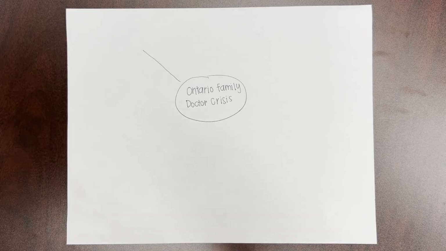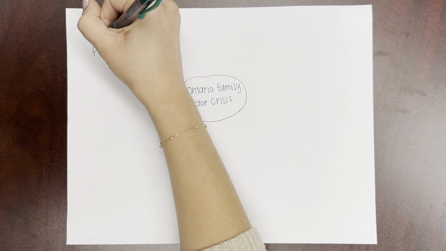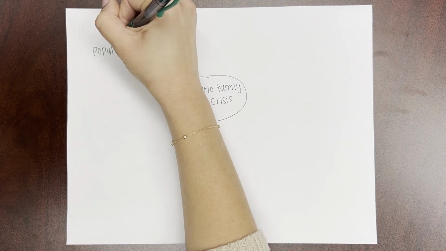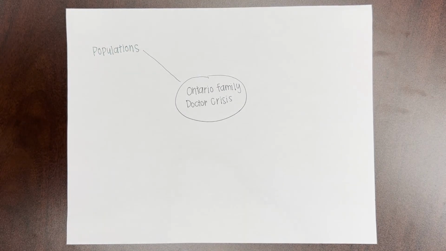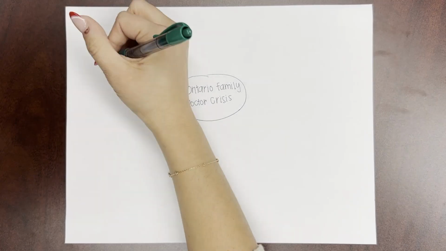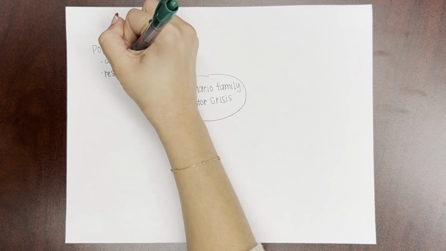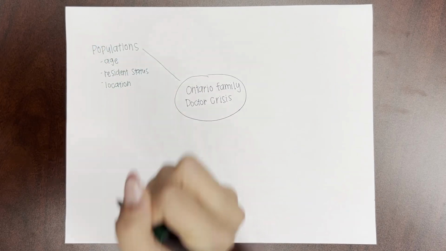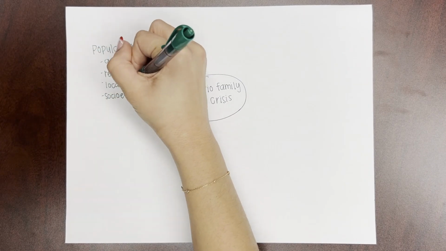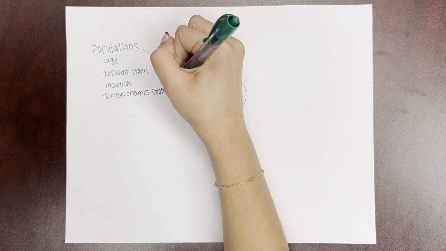So for the family doctor crisis topic, maybe one of the things we want to think about is which populations this crisis affects most. That would be the first branch, and then we could brainstorm some sub-branches. You could look at categories of age, young versus old, resident status, Canadian citizen versus immigrant, location, city versus rural, or socioeconomic status, and so on.